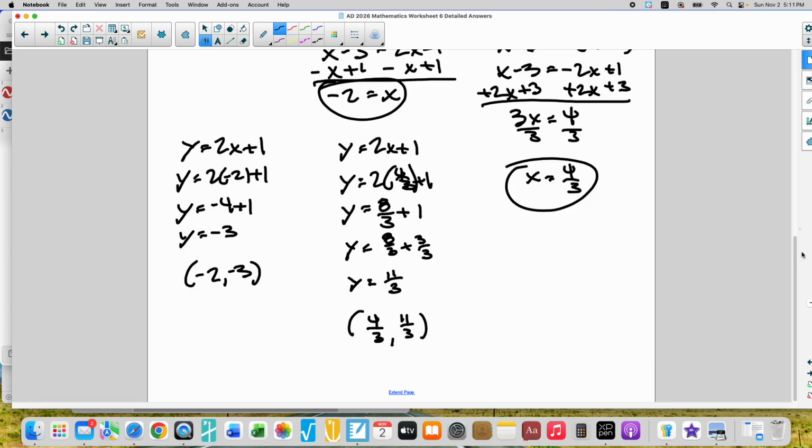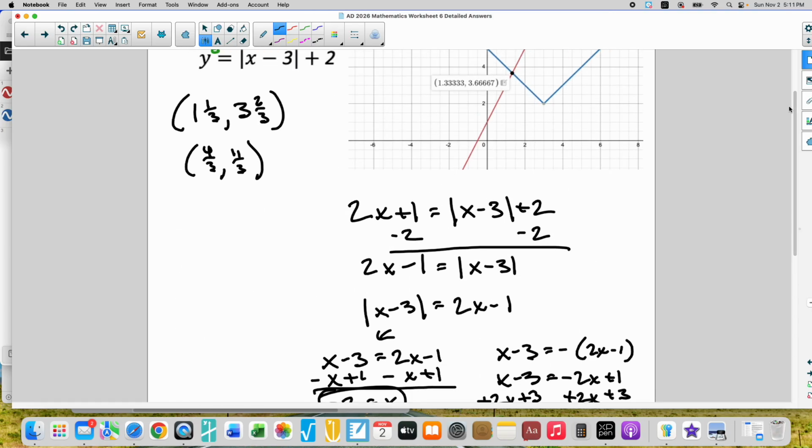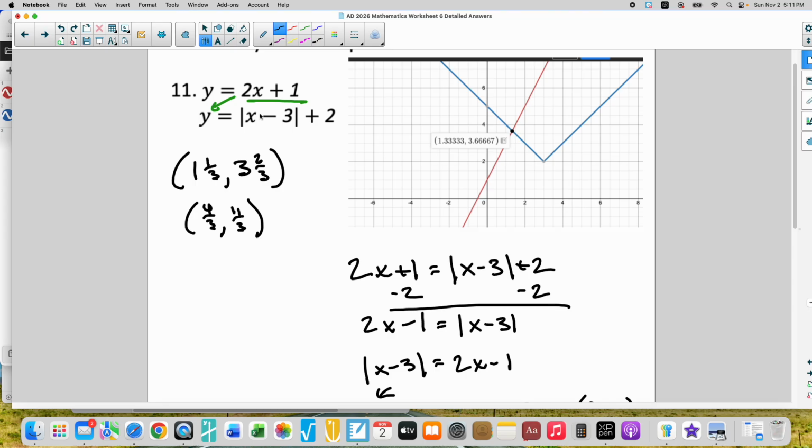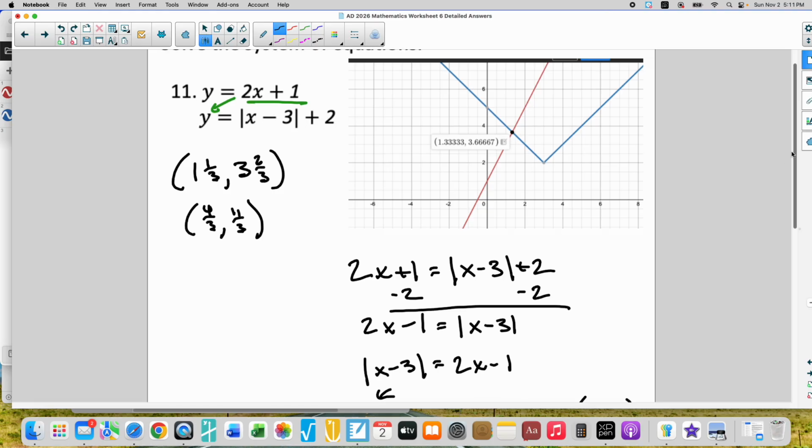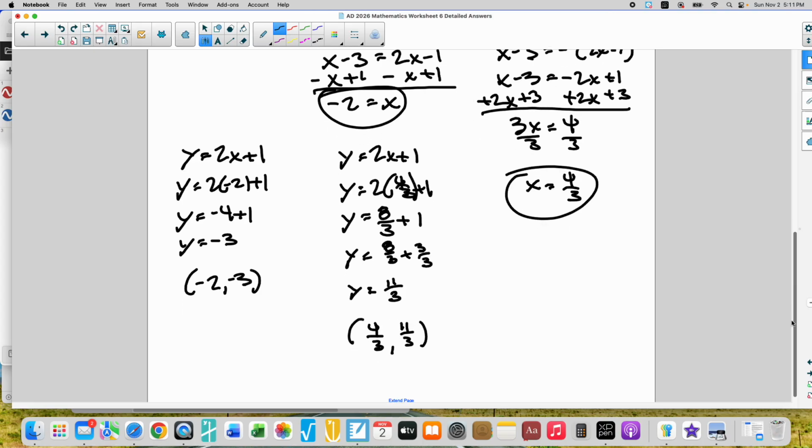Why does negative 2, negative 3 not work? So let's do negative 2. That would be an exclusion, because if we plug that in, negative 2 gives negative 5. Absolute value of negative 5 is 5. 5 plus 2 is 7. Does not equal negative 3. So this is an exclusion, and this is my only answer.